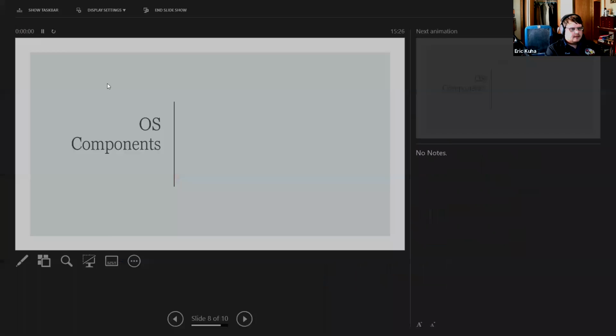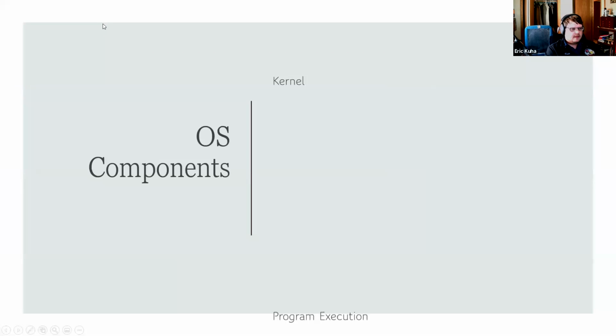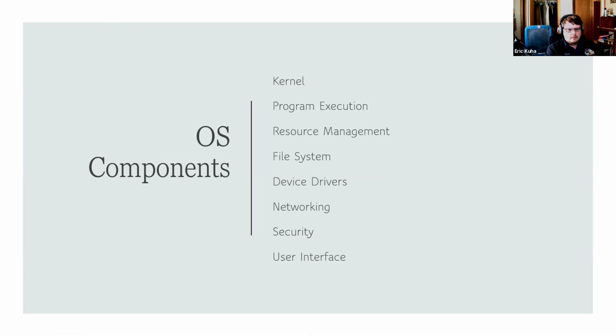So let's go back to this again. Swap, I don't know why it always does that. So some sort of user interface, some way for the user to interact with the computer in an intuitive way. And they're getting really good at making them as intuitive as possible, to the point where we don't even think about things like files anymore.